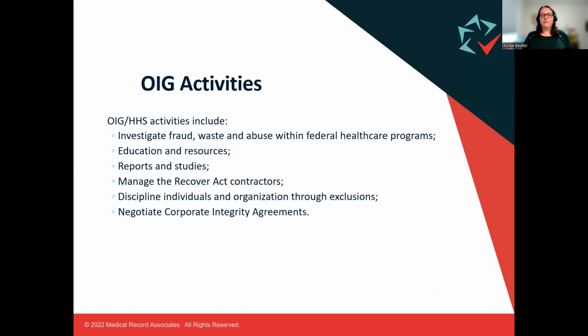The OIG's activities for HHS include investigating fraud, waste, and abuse within federal healthcare programs, education and resources, reports and studies, managing the recovery audit contractors, and disciplining employees and organizations through exclusions, one of the penalties that can be provided depending on the violation, from intentional fraud, waste, and abuse down to violations of anti-kickback or Stark. They also negotiate corporate integrity agreements, or CIAs.